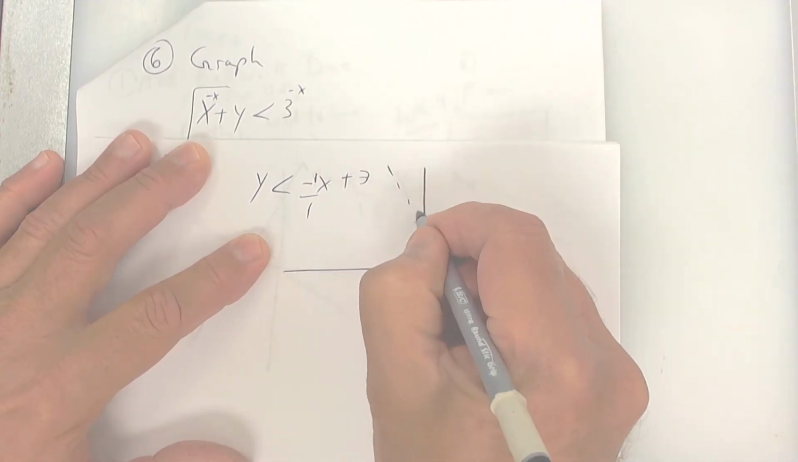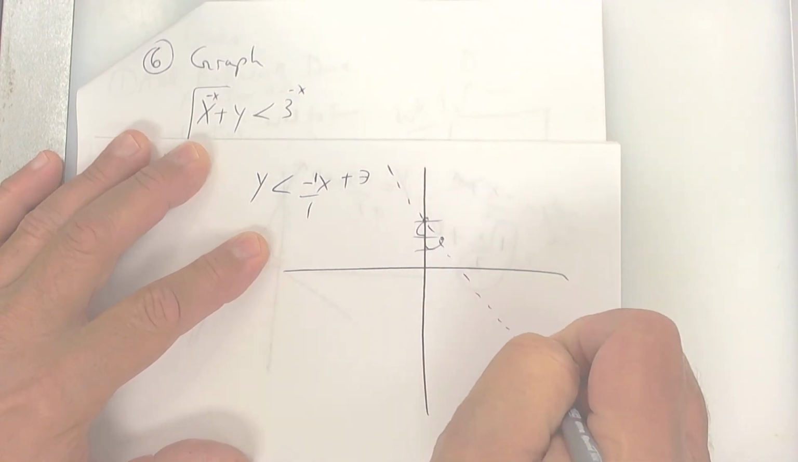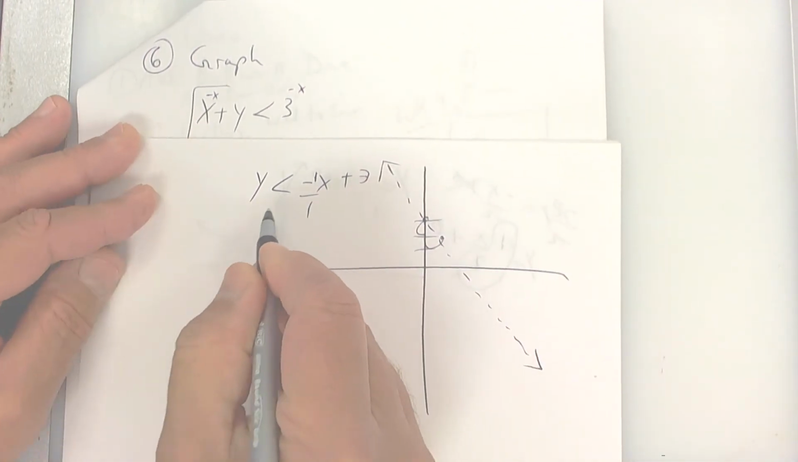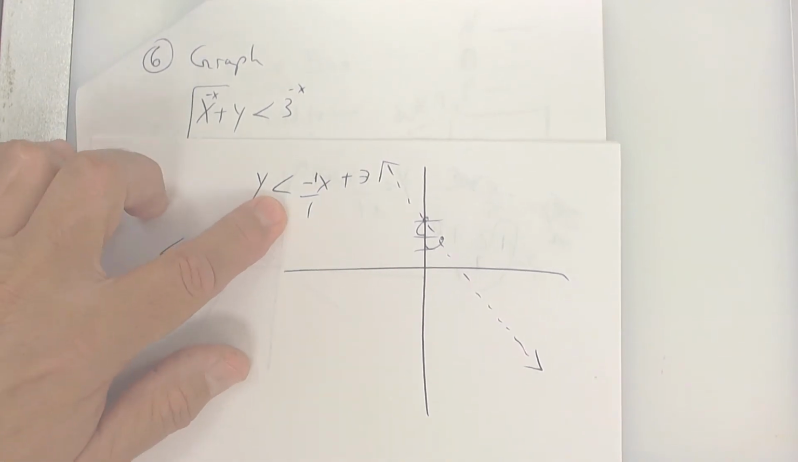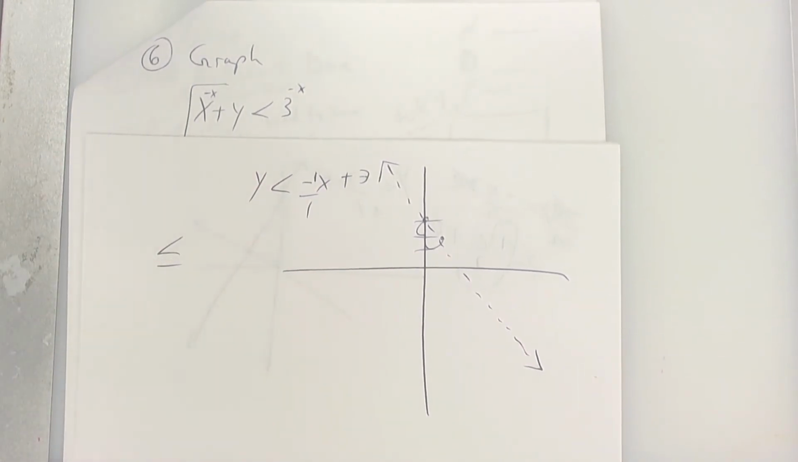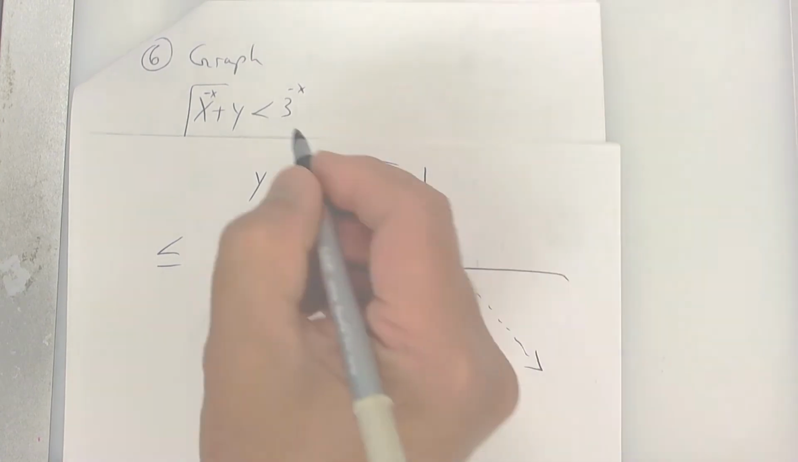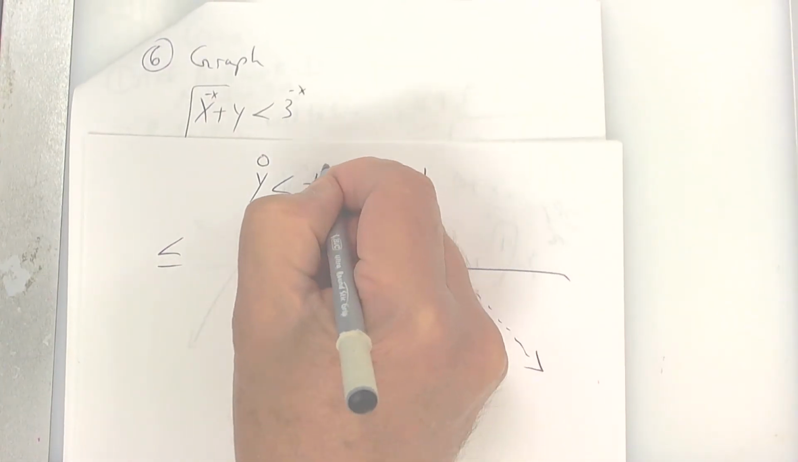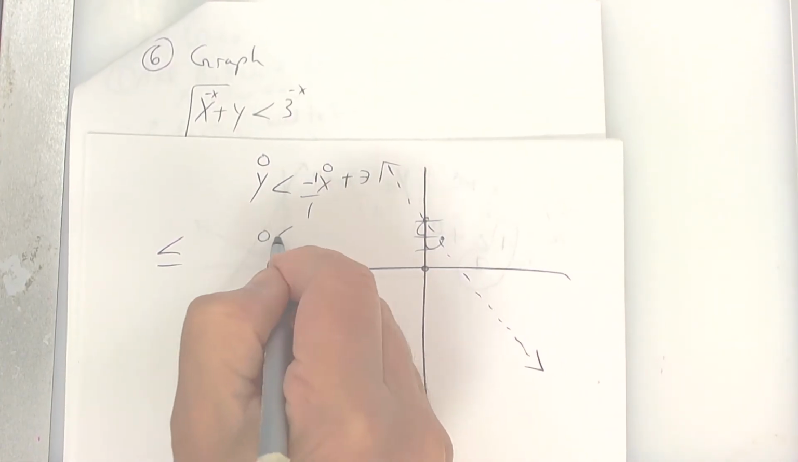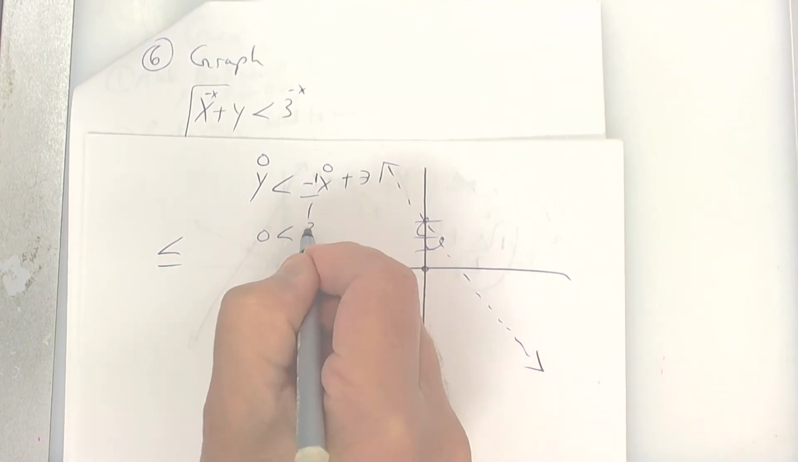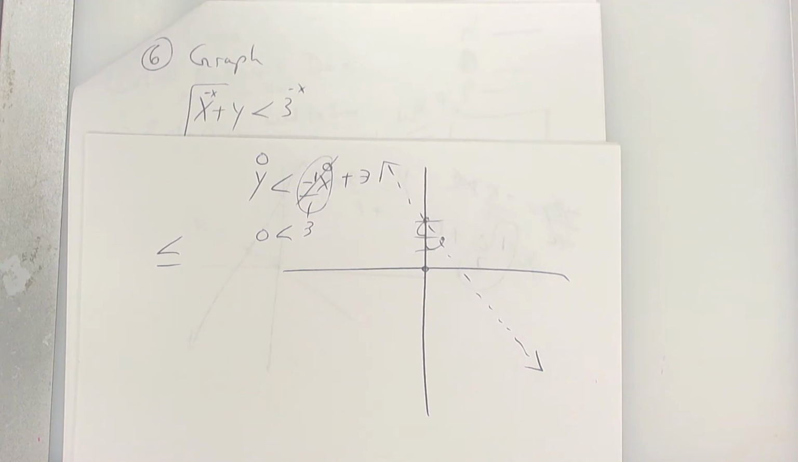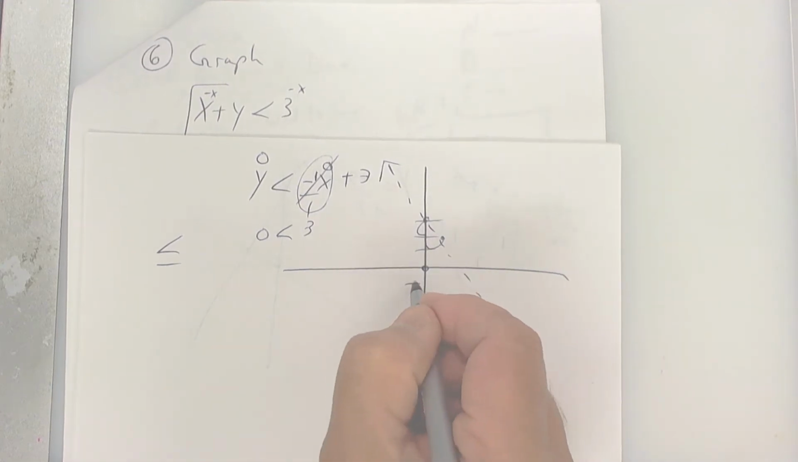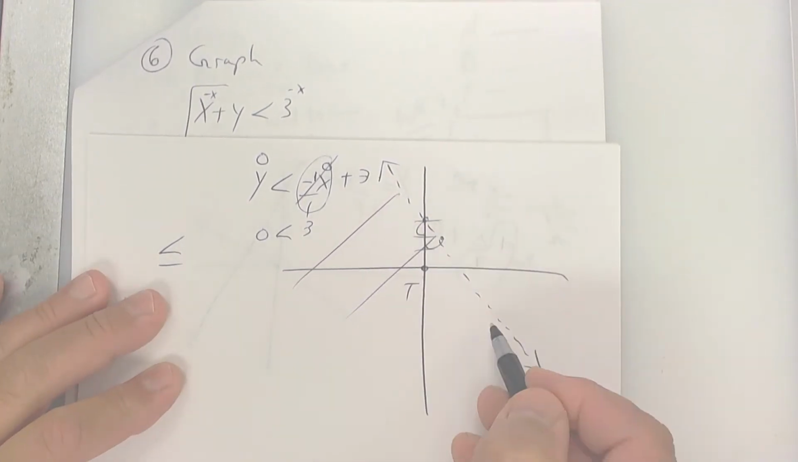Okay, that one's broken because there's no line under here. If it was like that, it would be solid. But this one's broken. Anyway, you're going to test 0, 0. So put 0 for the x and the y. When you put 0, you get 0 is less than 3 because this becomes 0. So just scratch that out. So 0 is less than 3. That's true. So you're going to color this side.